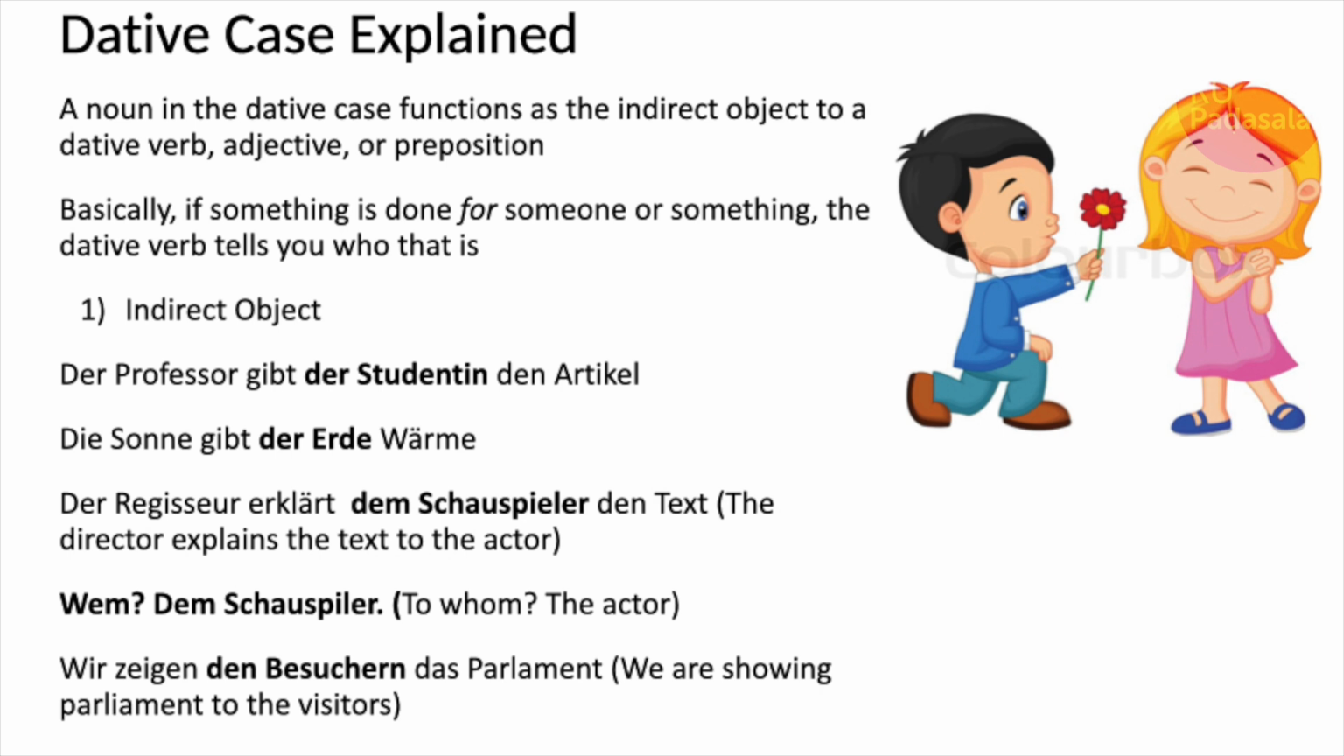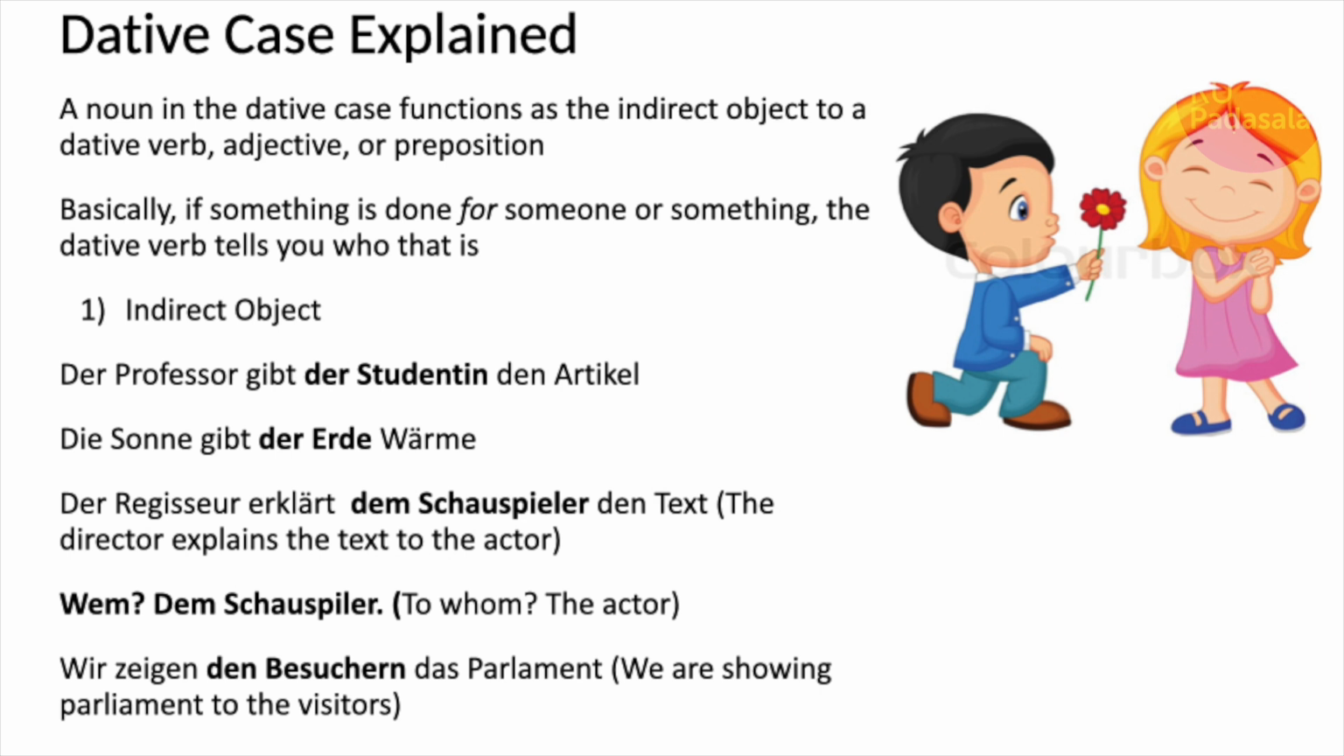But if we want to ask the question, I'm sorry, I didn't quite hear you, to whom is he explaining it, or simply to whom, we would say wem, W-E-M, in much the same way that if that were accusative, we would say wen, or W-E-N. And in answer to wem, to whom, one would simply answer dem Schauspieler, also in the dative case.